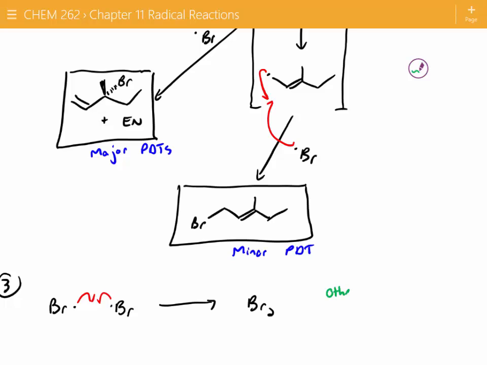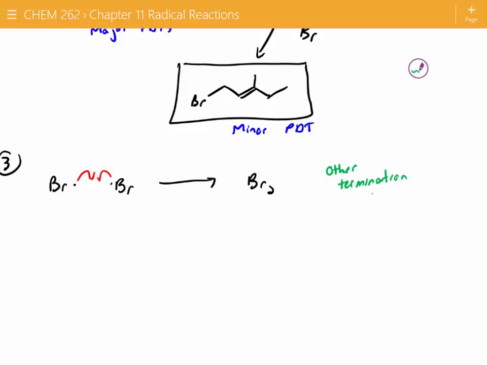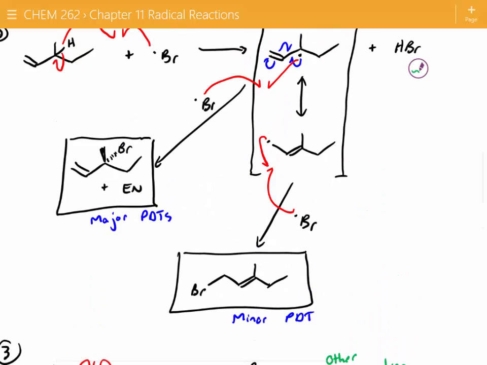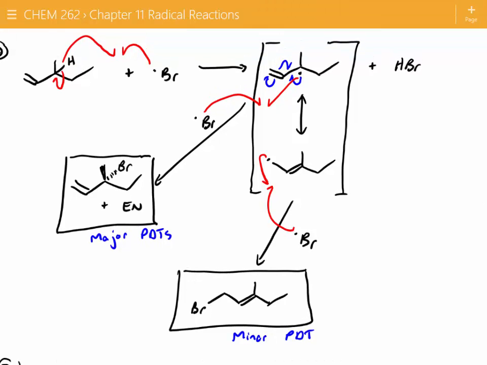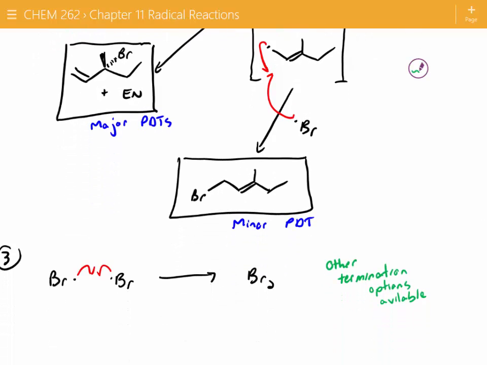So there are other termination options available. In fact, the mechanism I showed up here is technically a termination step because we're ending up with no radical species. In this case, you don't really need to show your termination step.